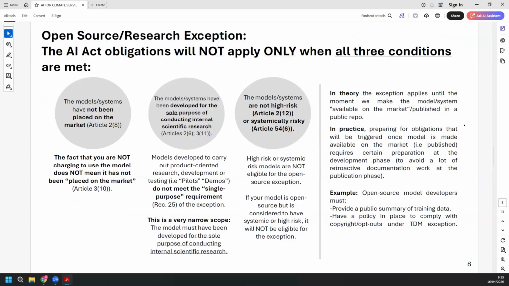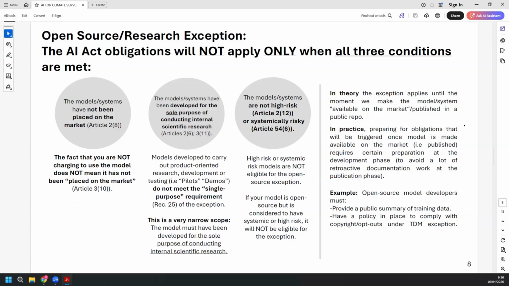Okay, I also wanted to talk about this exception that exists within the Act, because a lot of researchers have questions. Okay, I'm not making a product, I'm not charging any money for this. I just want to put it in a public repo and put the code in open source. Do I still have to comply with the AI Act? And the answer is yes, because there is an exception, but it is quite narrow.